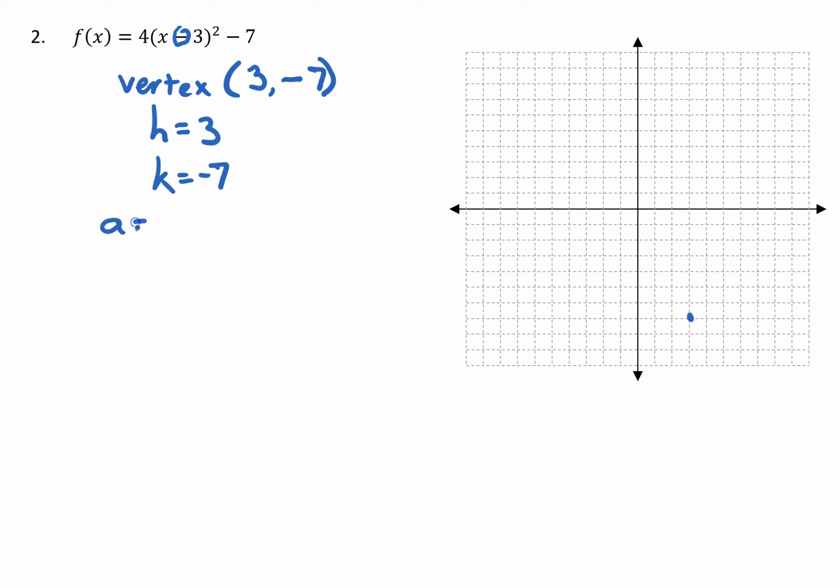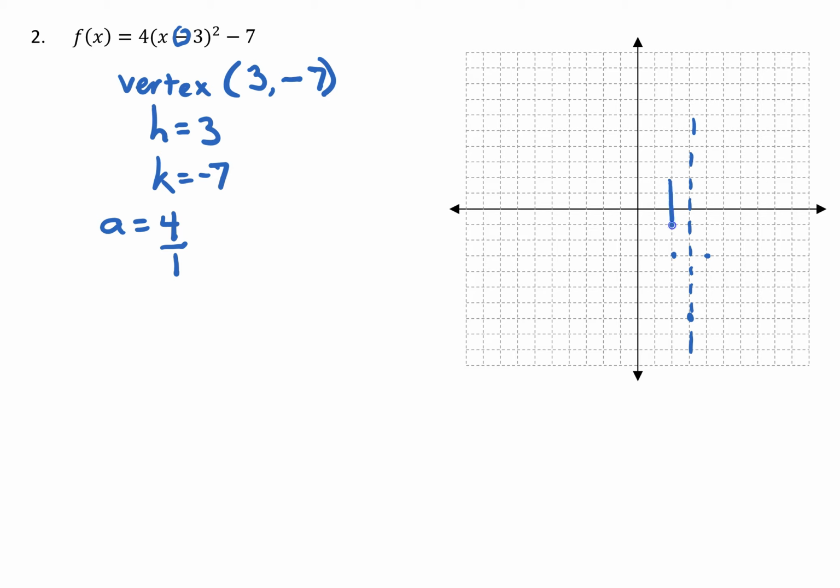The a value is 4. We know our graph will open up since this a value is positive. I'm going to convert the 4 to a fraction, 4 over 1. That tells me from my vertex I'm going to go up 4 units and 1 to the right. I'll also go up 4 units and 1 to the left, because parabolas have symmetry in them.